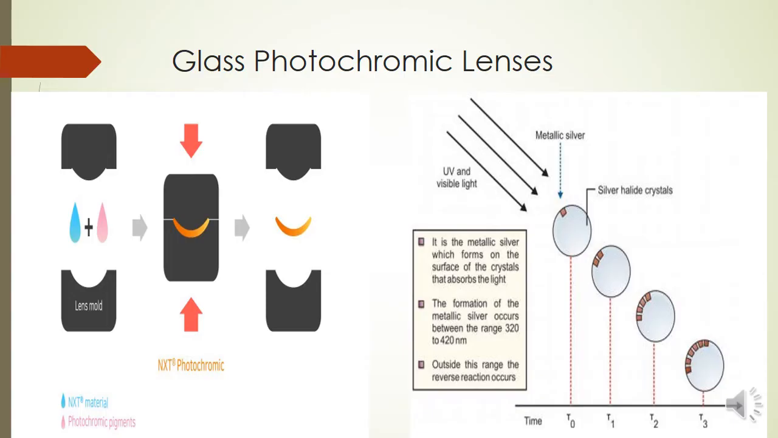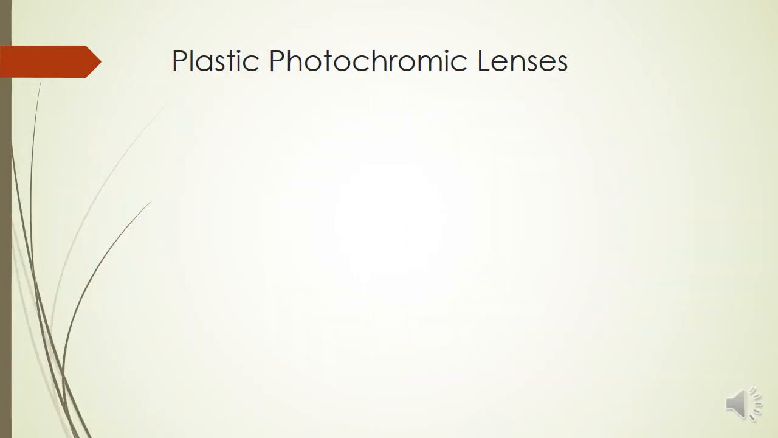The moment this light is taken away, or rather switched off, there will be a reversible reaction in which the free metallic silver will again start bonding with the halide crystals and become transparent, and that will lead to the lightening phase of your lens. The next is your plastic photochromic lenses.